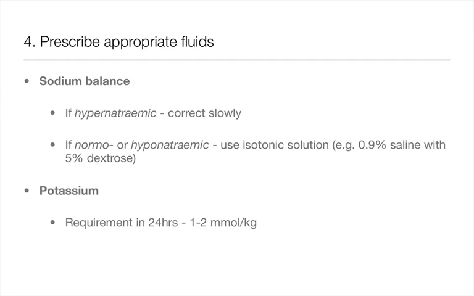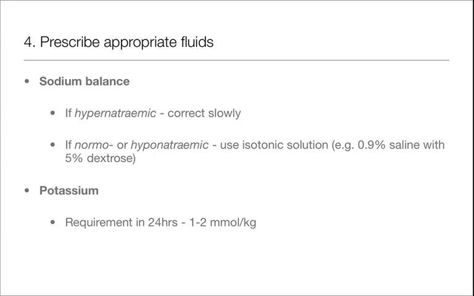It's then important to prescribe the appropriate fluids. If the child is hypernatremic, then it's really important to correct the sodium slowly. So the fluids are usually given over 48 hours rather than 24. But normally the child will be normo or hyponatremic, and in these cases you use isotonic solutions. 0.9% saline with 5% dextrose is commonly used in paeds. Potassium also has to be considered, and in 24 hours, the child will need 1 to 2 millimoles per kilogram.